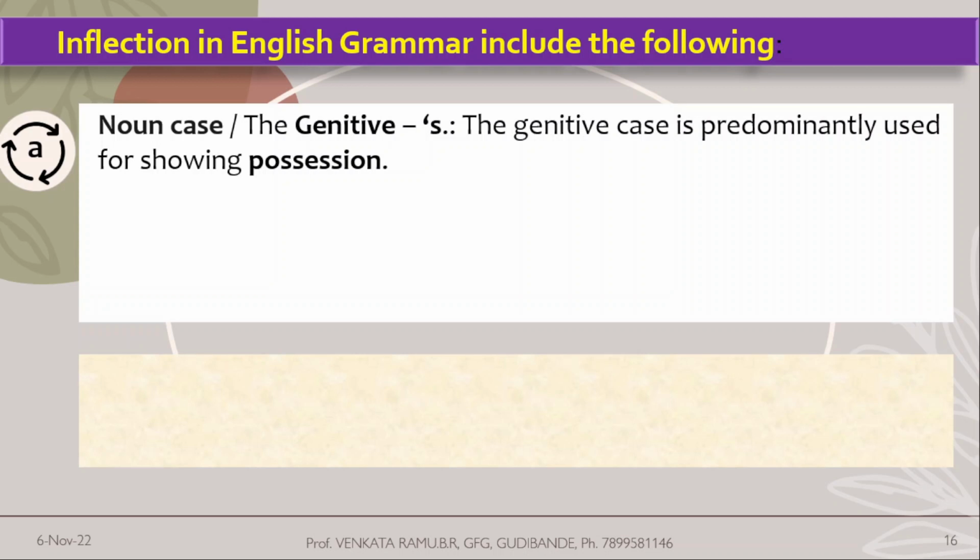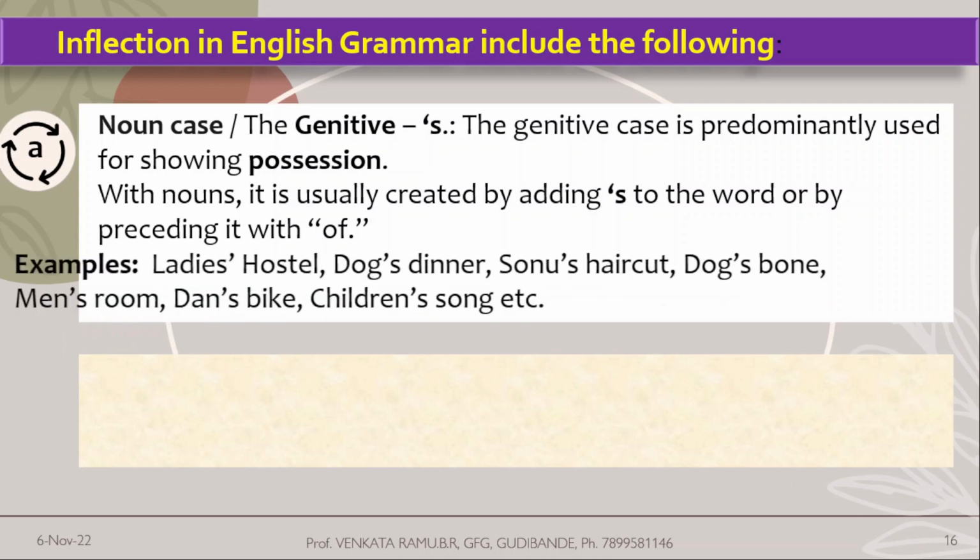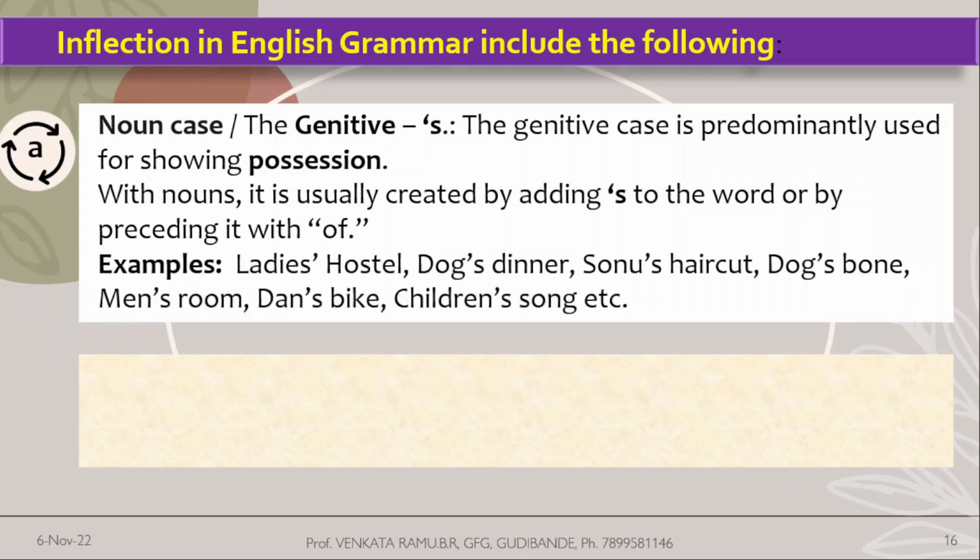We use the genitive case for showing possession. It is usually created by adding S to the word or by preceding it with of. Let's look at some of the examples. Ladies' hostel, dog's dinner, Sonu's haircut, dog's bone, men's room, dance bike, children's song, etc.